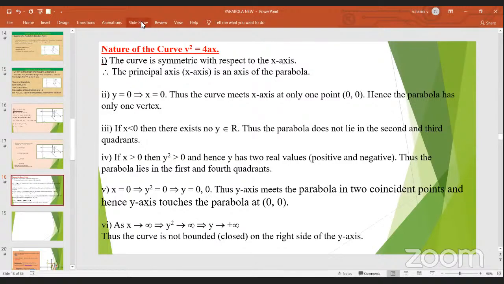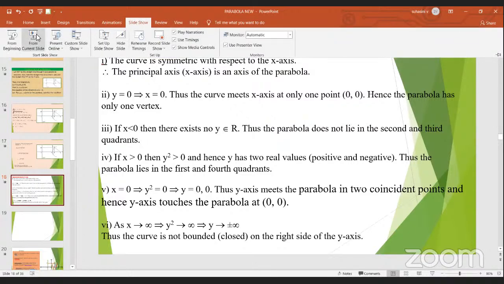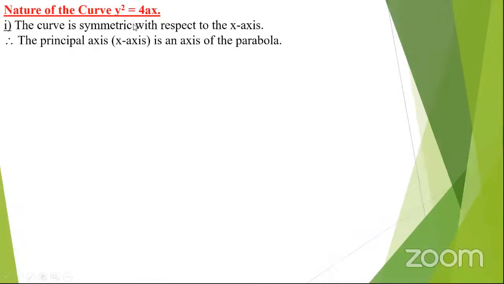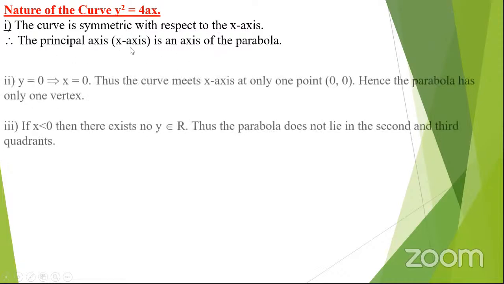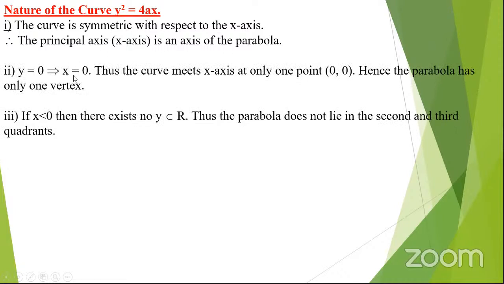Now, let us go to the definitions. Nature of the curve y square equal to 4ax. The curve is symmetric with respect to the x-axis. The principal axis is an axis of the parabola. What is the principal axis? X-axis. Y equal to 0 implies x is equal to 0. Thus, the curve meets the x-axis at only 1 point, 0, 0. Hence, the parabola has only one vertex.